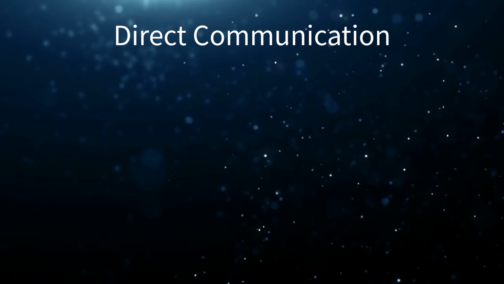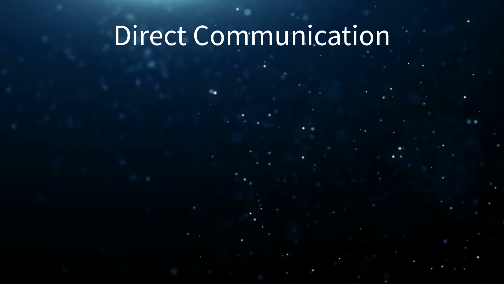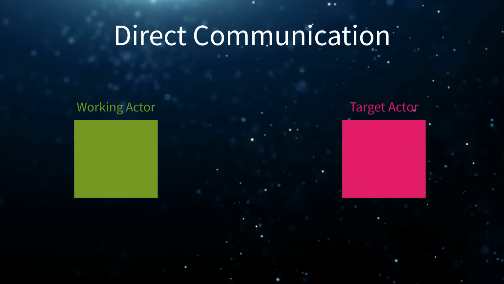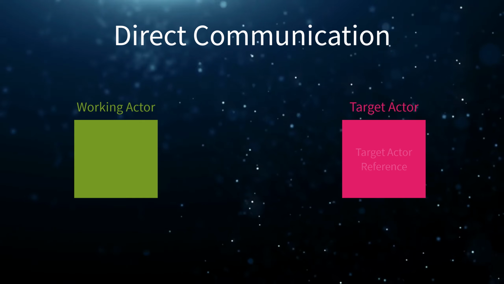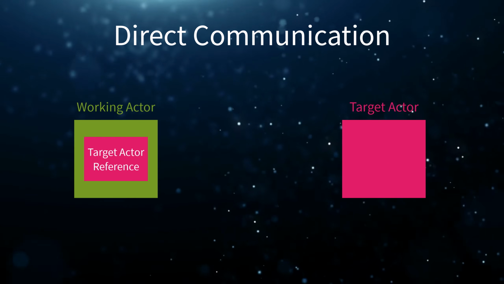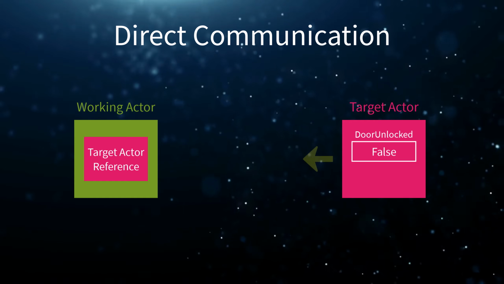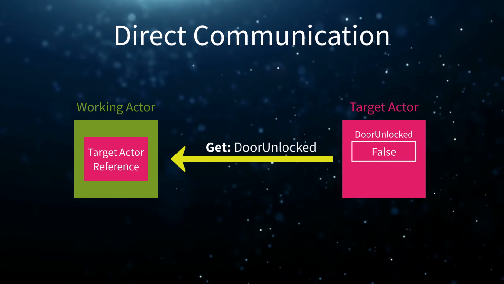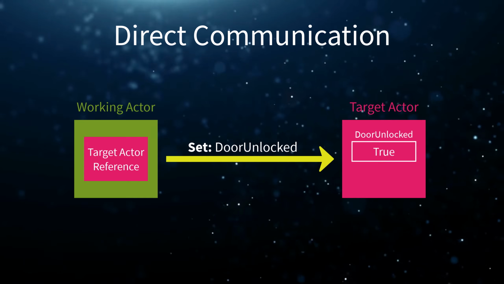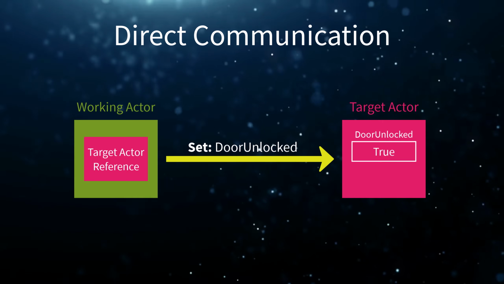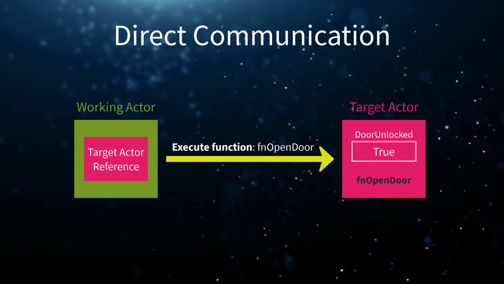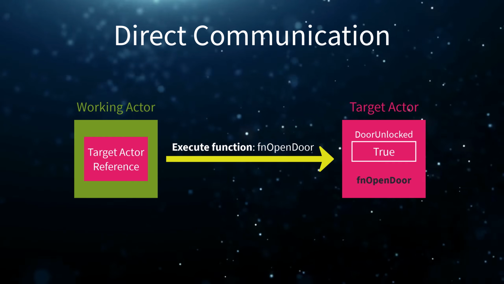Direct communication is the simplest and most common method of actor communication in Unreal Engine. The working actor uses a reference to the target actor to enable communication. And by holding this reference, the working actor can get or set the value of the target actor's variables. The working actor can also call functions or custom events on the target actor.